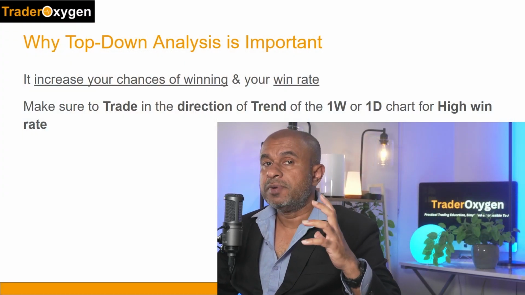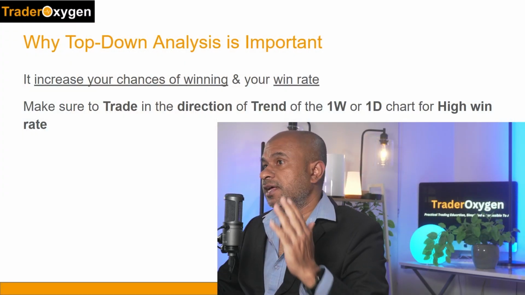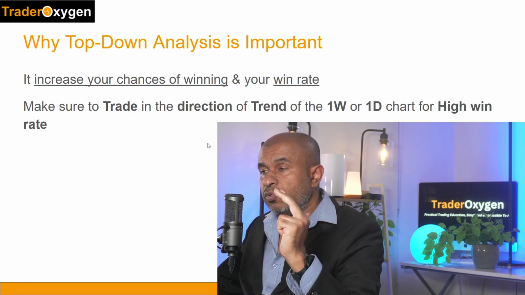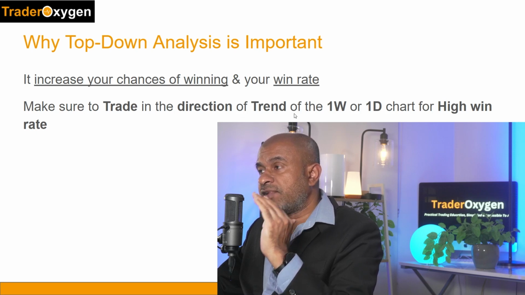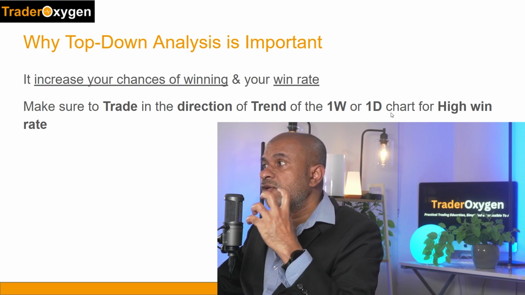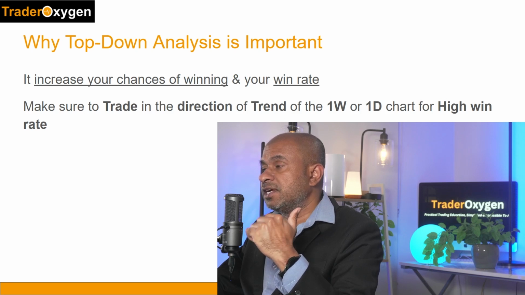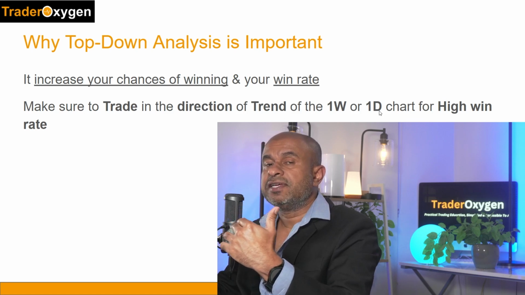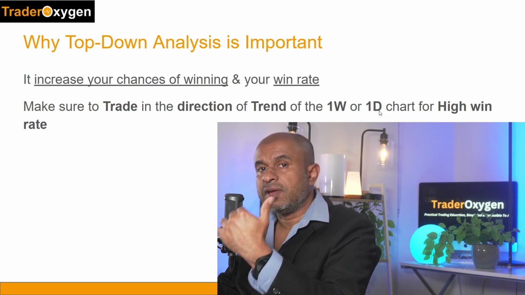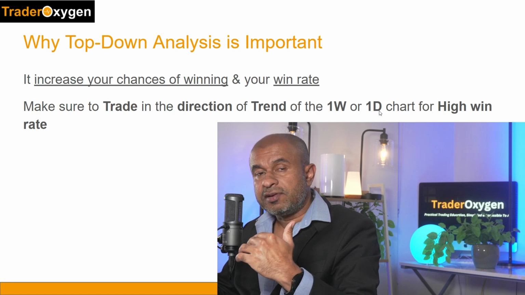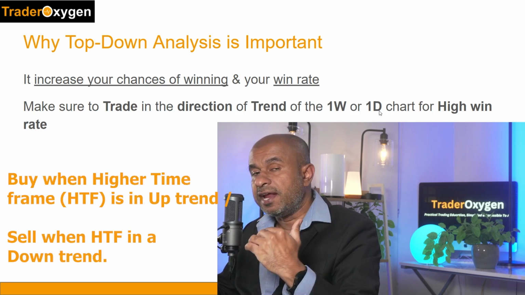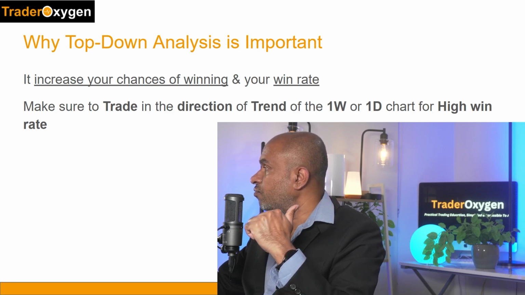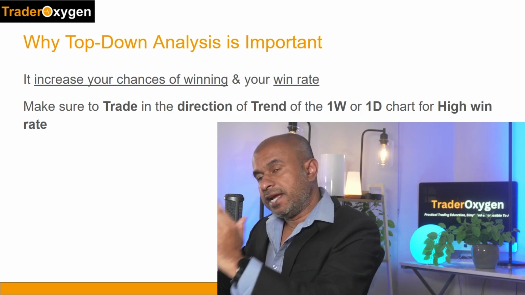Okay, so why is top-down analysis so important for traders? Because it increases your chance of winning and your win rate, number one. Number two, make sure to trade in the direction of the trend, especially in the direction of the weekly or daily chart for high win rates. So if the daily is in an uptrend, as much as possible try to take buy entries in the 4 hour or 15 minute or 5 minutes. If the daily is in a downtrend, try to take as much as possible sell entries in the 4 hour, 1 hour, 15 minutes, 5 minutes. That increases your chance of winning. Okay, let's see what's next.